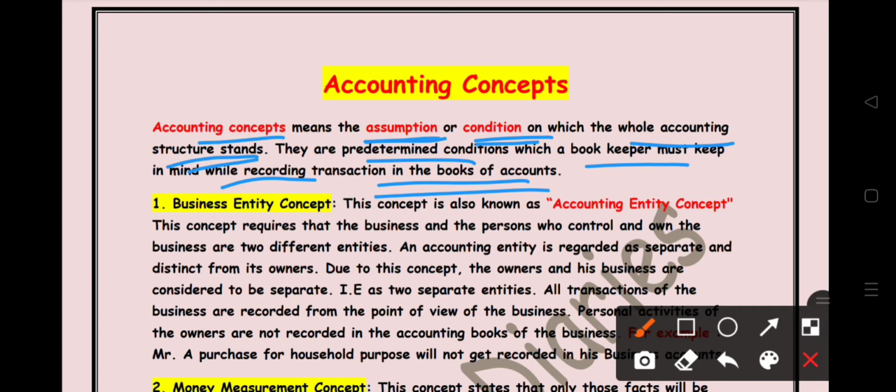These are certain conditions which we have to follow for the smooth functioning of our business, as well as to calculate profit and show the true and fair view of our business. So let us begin with each and every concept one by one.